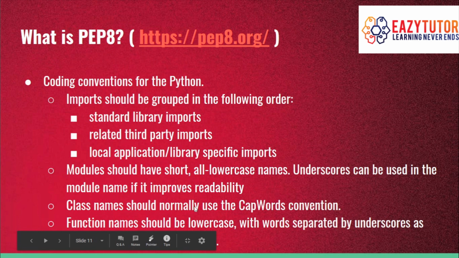Class names should normally use the CapWords convention, so all the words will start with a capital character. Function names will be lowercase characters, and if you want to separate words, you can separate them by an underscore. Usually people call that a snake case convention. You could have heard of camel case convention, and if you separate the words by underscore, it's a snake case convention.